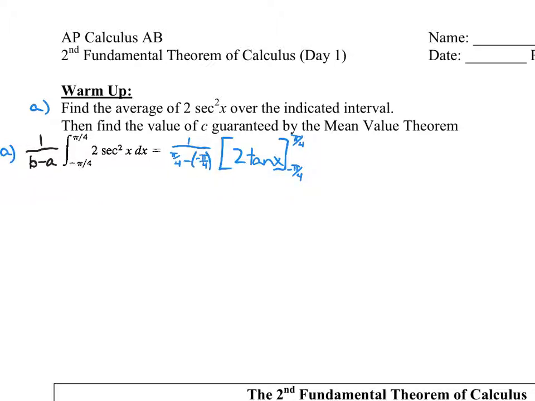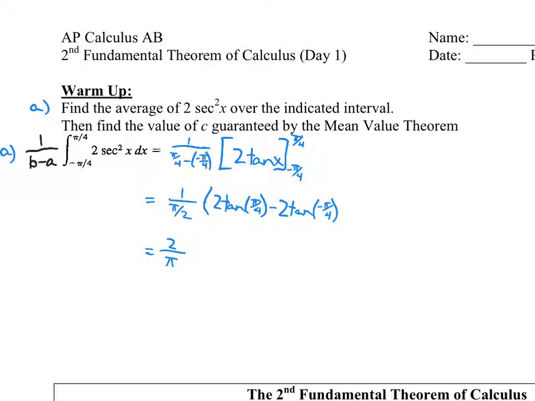Okay? So now we're simplifying a little bit. As I simplify this, pi over 4 plus pi over 4 is going to be 2 pi over 4, which is pi over 2. So I have 1 over pi over 2, which of course will be 2 over pi. And then I need to multiply that by 2 tangent of pi over 4 minus 2 tangent of negative pi over 4.